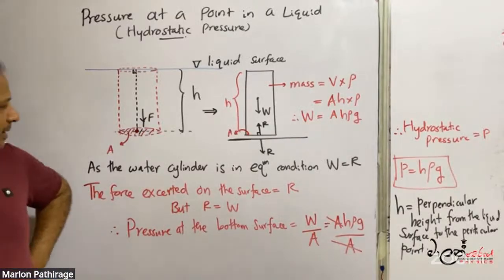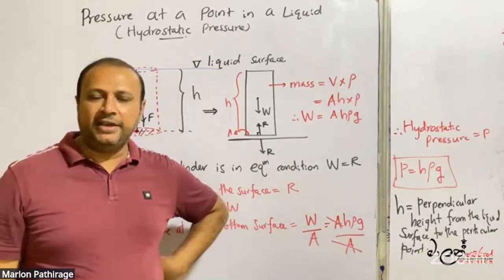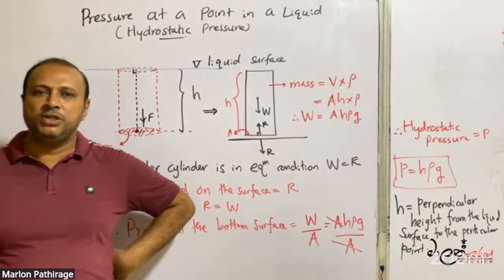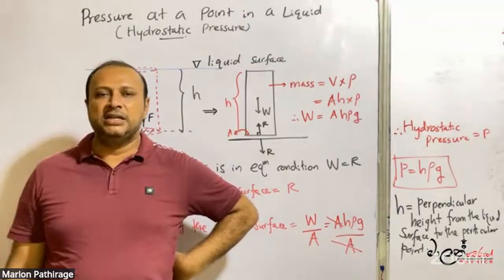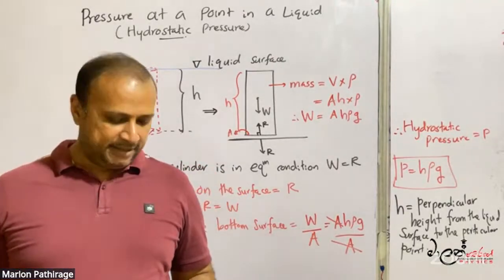Consider a point in a liquid. As we cannot determine the area of a point, we can consider a suitable geometrical shape around that point.